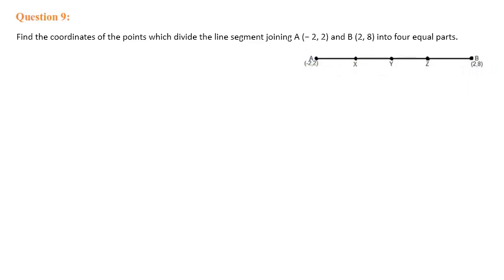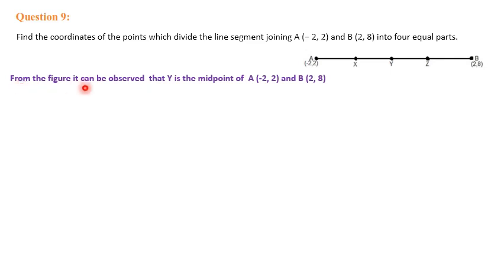To divide a line segment into 4 equal pieces, we must have 3 points: 1, 2, 3. Whenever these 3 points come onto this line, the line becomes 4 parts. AX is the first part, XY the second part, YZ the third part, ZB the fourth part. So we have to find the coordinates of X, Y and Z. That is what the question asks.